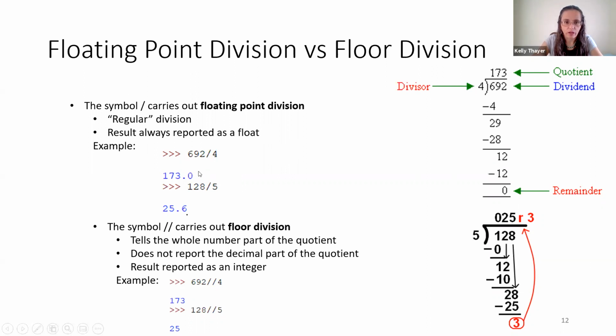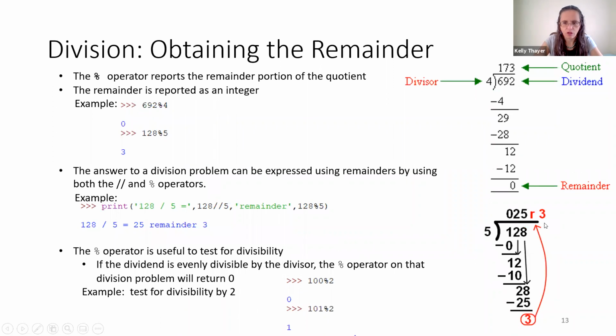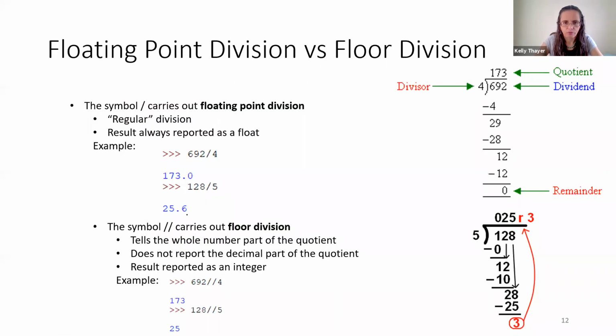And so when we do regular floating point division, one thing we want to note is that Python will always return the answer as a float. It will always have that decimal component. Here's another example. We have 128 divided by 5, and this has a remainder of 3, which can be converted into the decimal part of it. And so that decimal part is the 0.6, right?